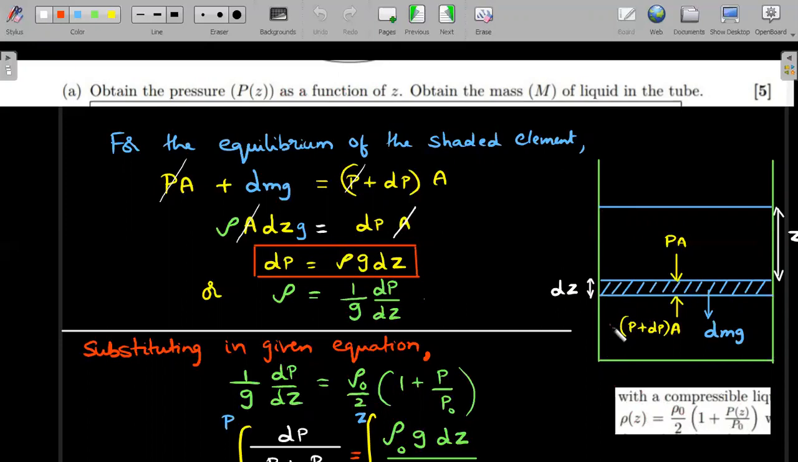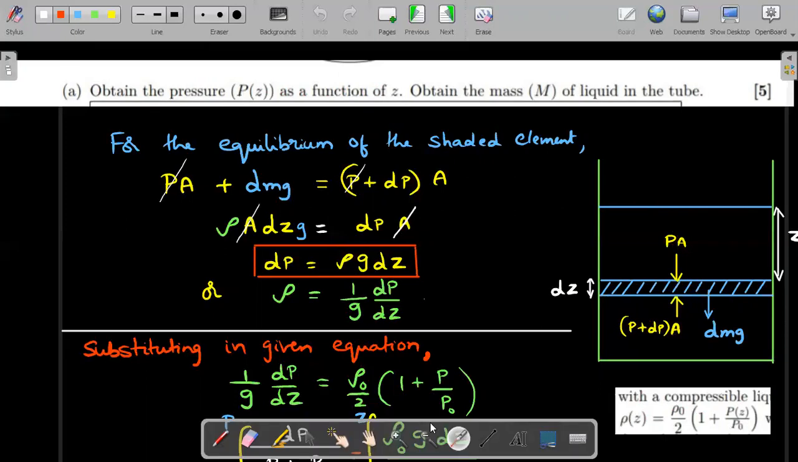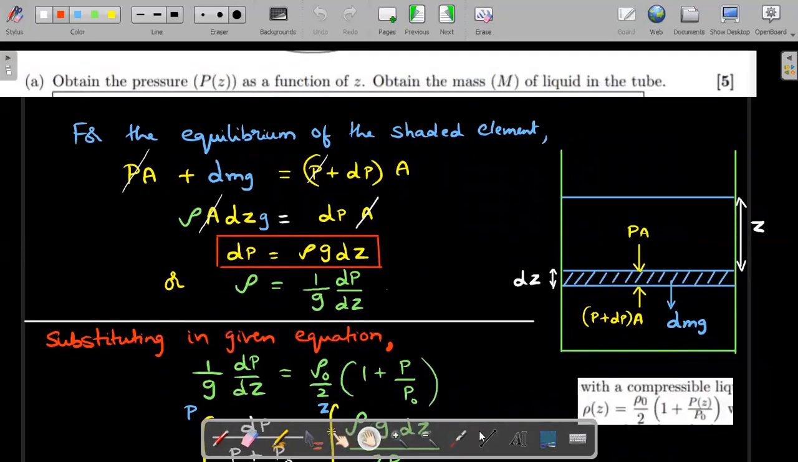For that, here is a crude diagram of that particular container. At a distance z from the free surface, if I pick a small fluid element and shade it, the width of that fluid element, let's say, is dz. On that free body diagram, there will be the force of pressure from the top, that is P into A. This P is a function of z, whereas the force from the bottom would be slightly more and would be called P plus dP into A. This is very familiar stuff to you.